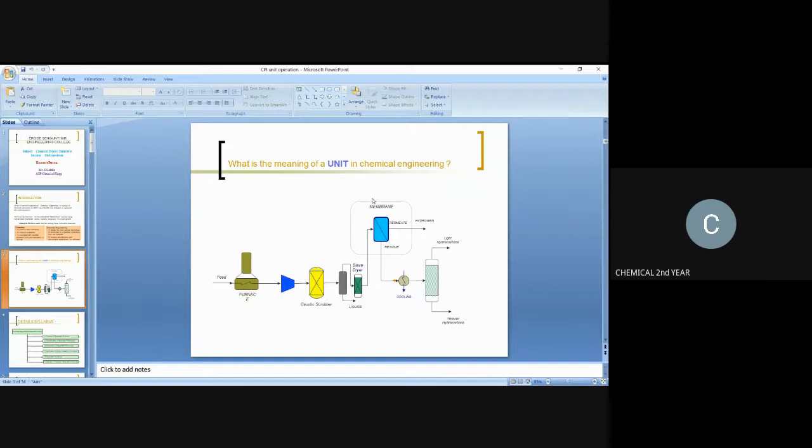What is the meaning of unit in chemical engineering? If we see this, this is the feed. The feed is sent into a furnace. Here the furnace is a unit. Next it is sent to a turbine. Turbine is a unit, and caustic scrubber, this is also a unit. Then seed dryer, these are units, and membrane, cooling and distillation. These are some of the units in chemical engineering.